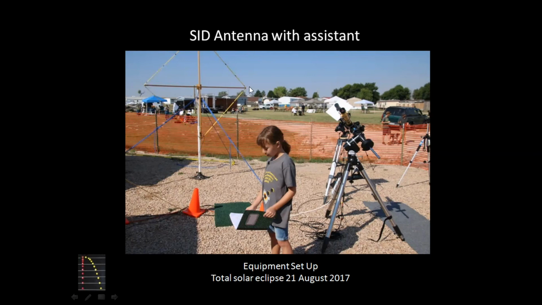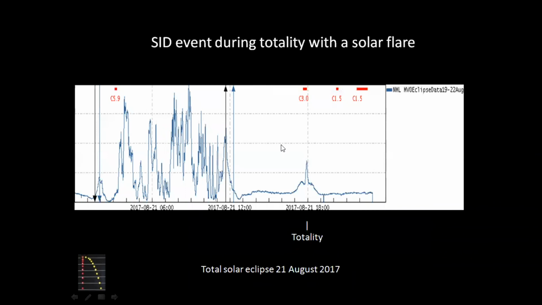And here's the data from the total solar eclipse. Nighttime, and then the sun rises, everything's quiet, and then totality. And again, what happens in totality? Well, of course, the sun's photosphere is blocked. And it just so happened at totality, there was an eruption on the sun of a flare, and I recorded it. So that's pretty cool.